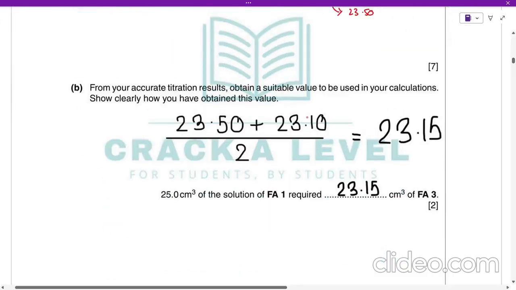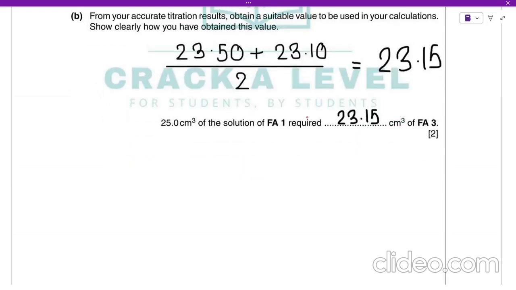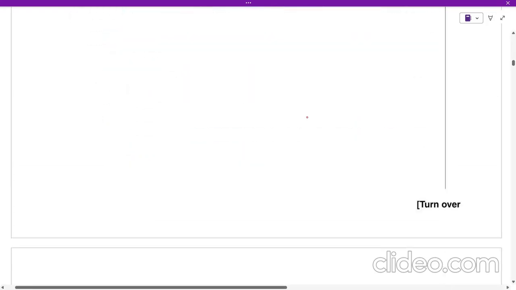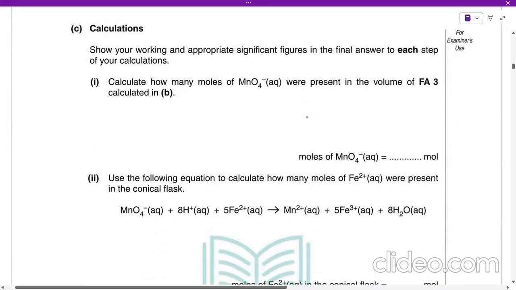From your accurate titrations, obtain a suitable value for the titre to be used in your calculation. Show clearly how you have obtained this value. So we have taken the concordant results and divided by 2. It will come as 23.15 cm³ of Fa3. Fa3 was actually KMnO4.